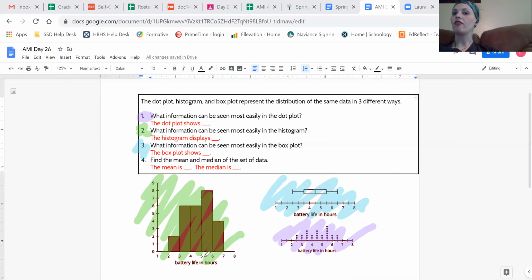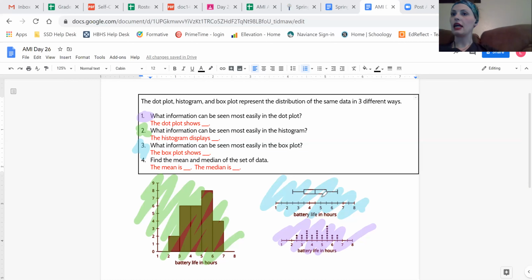But what kind of information is here? Right here, this tall one is all of the devices that last between 5 and 6 hours. Just so you can interpret that. Number 3, we've got what information can be seen most easily in the box plot.